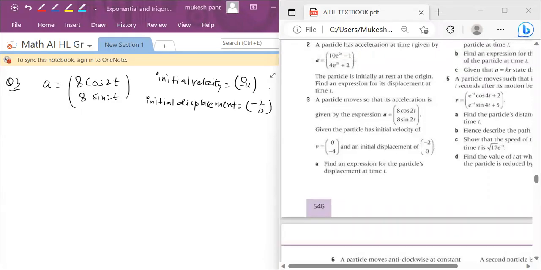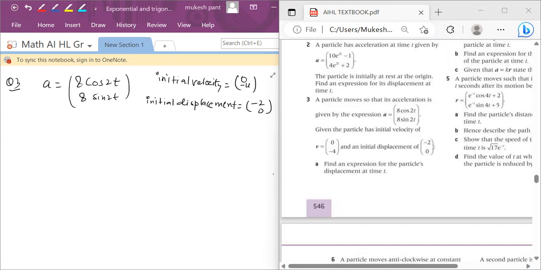Okay, guys. So when we have to find out, look at question number 3. A particle moves so that its acceleration is given by the expression a equals 8 cos 2t and 8 sin 2t. Given the particle has initial velocity of v equals 0, minus 4, and initial displacement of minus 2, 0. Find an expression for the particle's displacement.